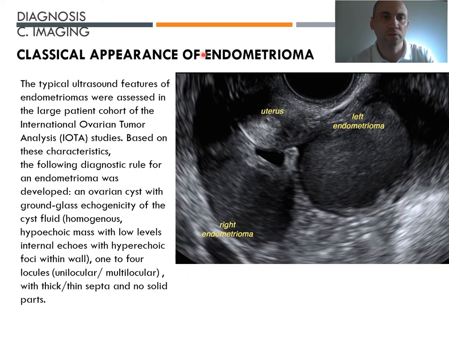The typical ultrasound features of endometriomas were assessed in the large patient cohort of the International Ovarian Tumor Analysis studies. Based on these characteristics, the following diagnostic rule for endometriomas was developed: an ovarian cyst with ground glass echogenicity of the cyst fluid, a homogeneous hypoechogenic mass with low-level internal echoes, with hyperechoic foci within the wall, one to four locules, unilocular or multilocular with thin septa and no solid parts.